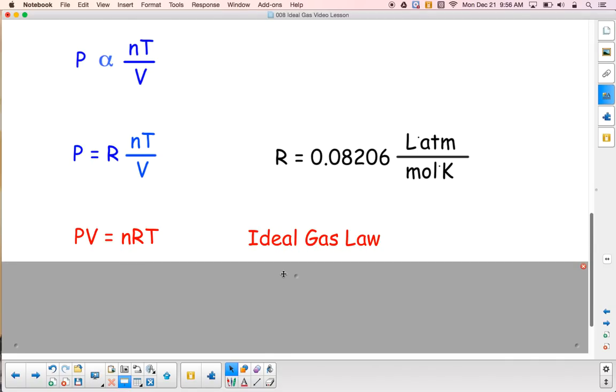Scientists use this, which is called the ideal gas law, in a slightly rearranged form that's a little bit easier to remember. The common format for the ideal gas law is PV equals nRT. This is an equation you're going to have memorized, but you will always be given the value for R.